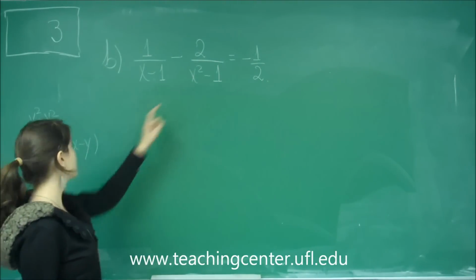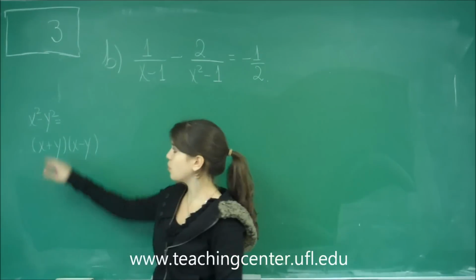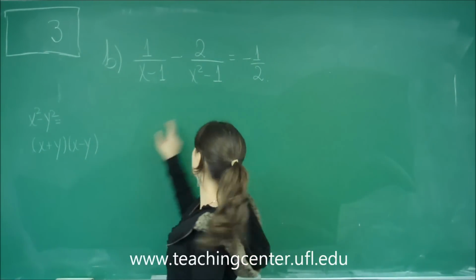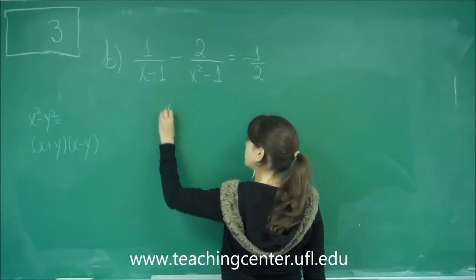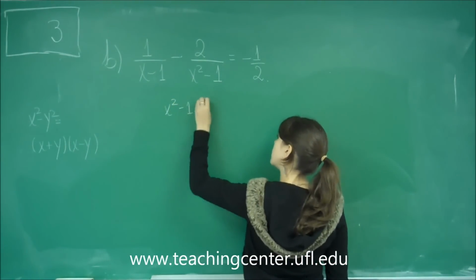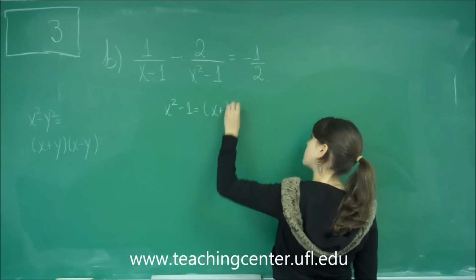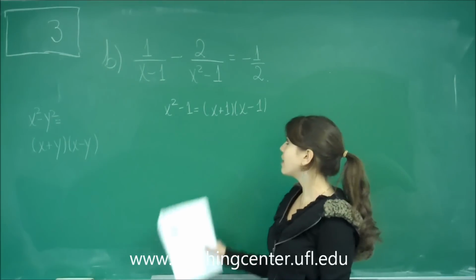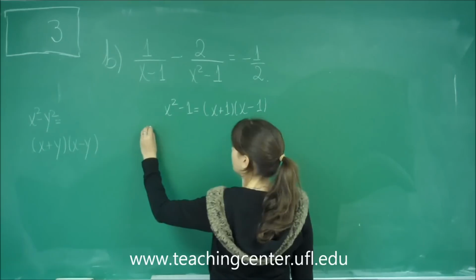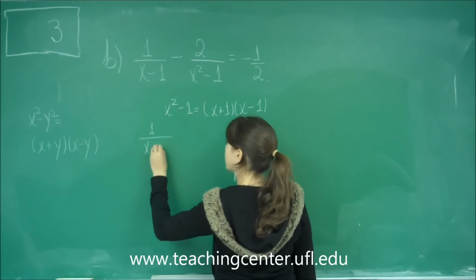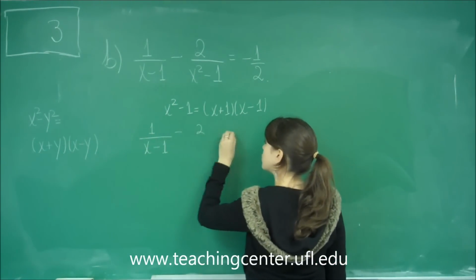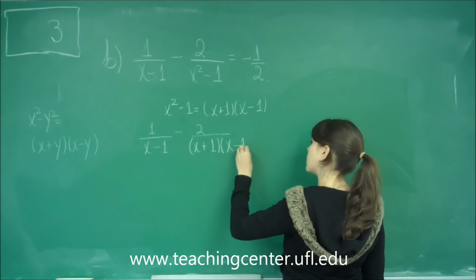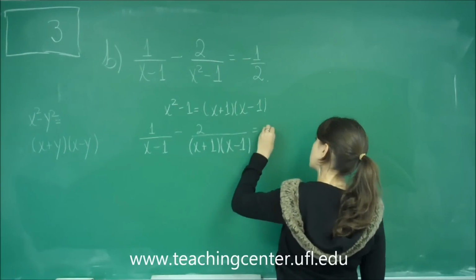That is of the type x squared minus y squared, which equals x plus y times x minus y. That means we can convert x squared minus 1 into x plus 1 times x minus 1. And that's going to help us find a common denominator. So we can rewrite that as 1 over x minus 1 minus 2 over x plus 1, x minus 1, equals negative 1/2.